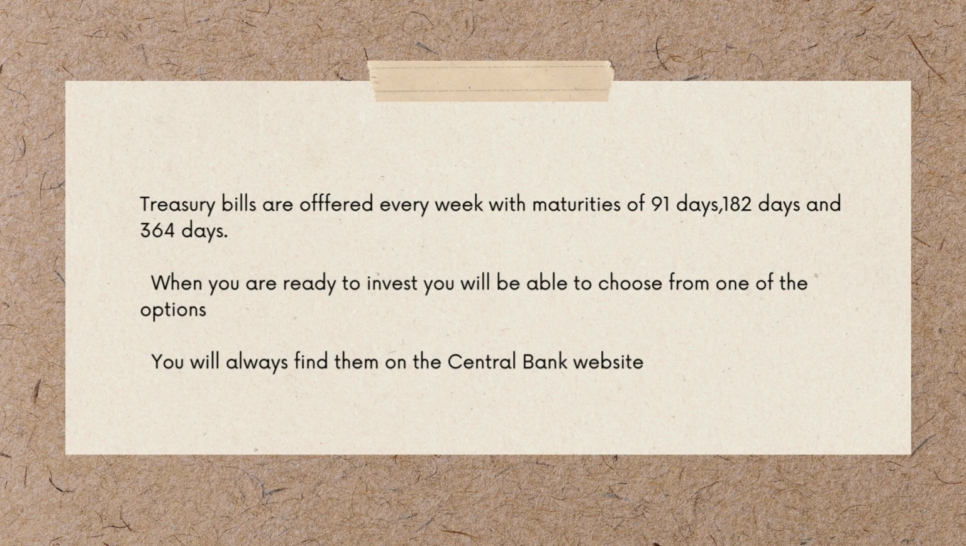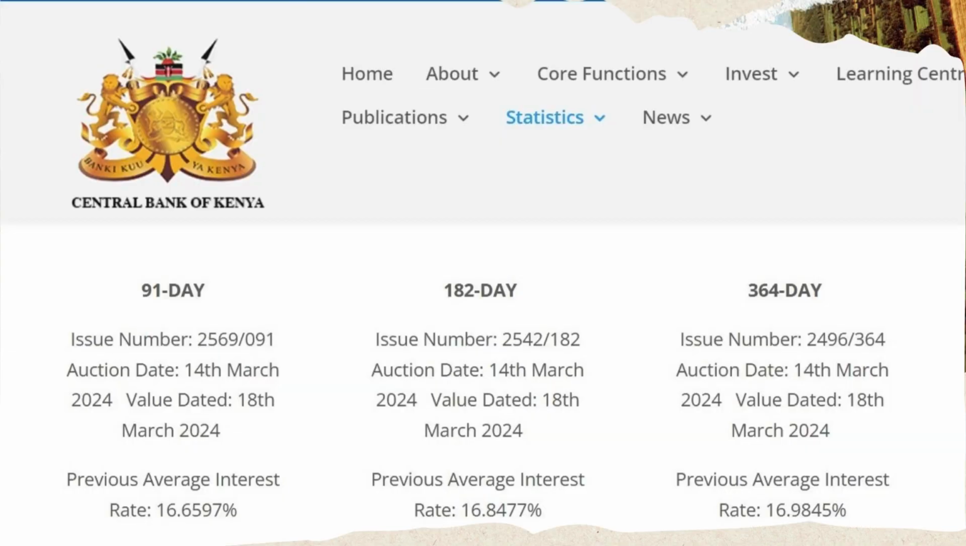When you are ready to invest, you'll be able to choose from one of the options that you'll find on the CBK website. Here is a recent illustration of the Treasury bills on offer on the CBK website. As you can see, there are the 91-day, 182-day, and 364-day Treasury bills on offer. You can see the issue number, the auction date, that is the date when it's being auctioned, and the interest rates.